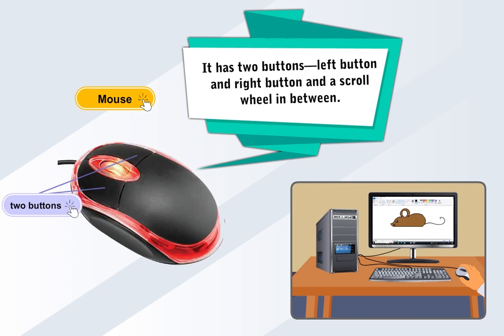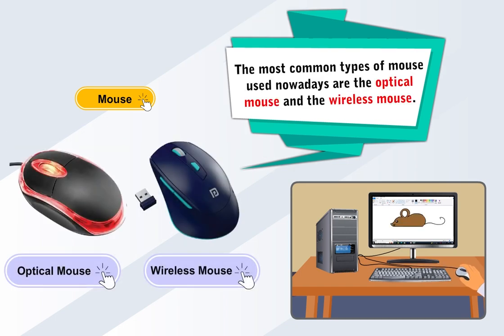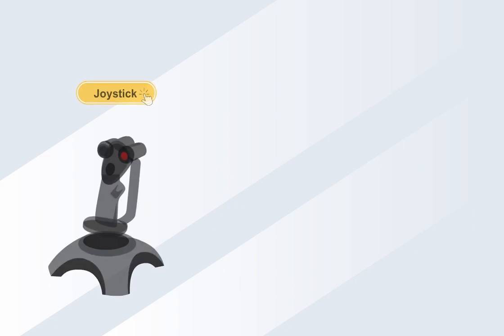Mouse. A mouse is a pointing input device that controls the cursor's movement on the screen. It has 2 buttons, left button and right button, and a scroll wheel in between. The most common types of mouse used nowadays are the optical mouse and the wireless mouse.